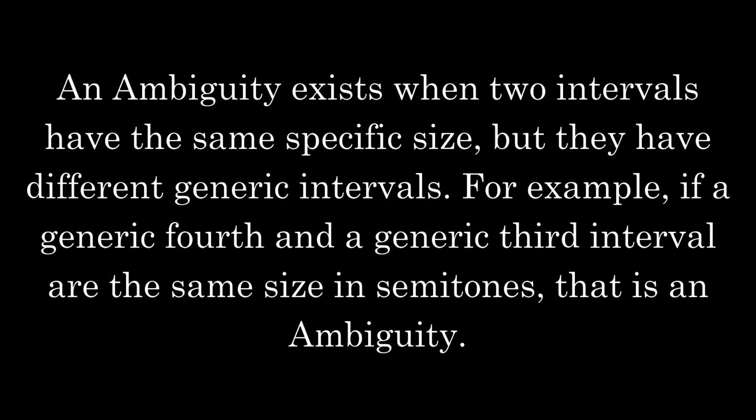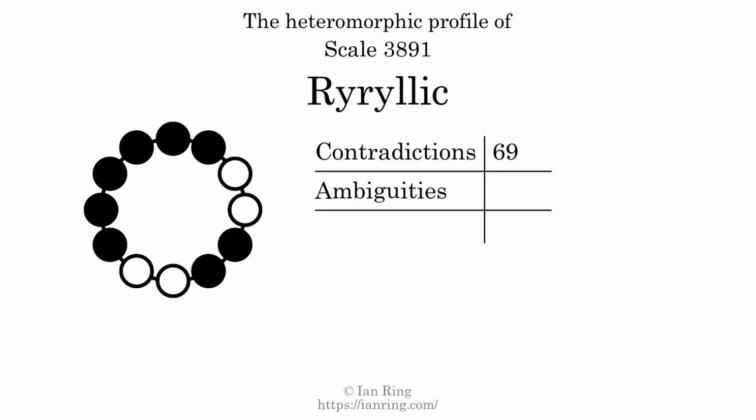An ambiguity exists when 2 intervals have the same specific size, but they have different generic intervals. For example, if a generic fourth and a generic third interval are the same size in semitones, that is an ambiguity. The number of ambiguities in this scale is 36.